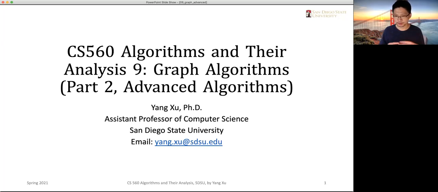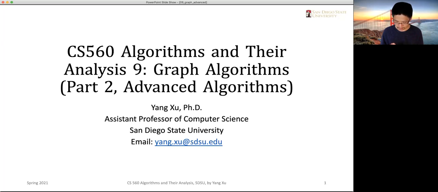It's not just about connectivity, but also that the edges have weights associated. And these weights can be numbers that mean something. It could be the distance, it could be the cost, it could be some type of measurement between those vertices. So the focus of this chapter on advanced algorithms is primarily about how we dig into the information about the edges in the graph.